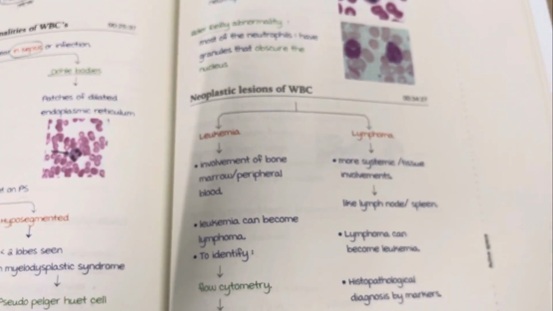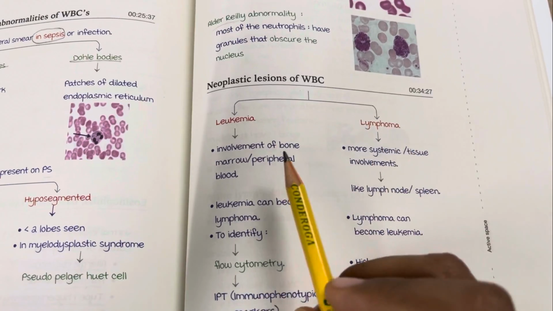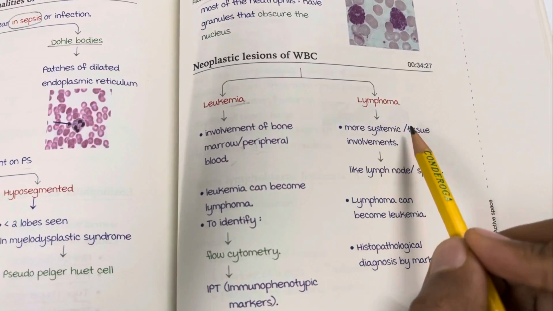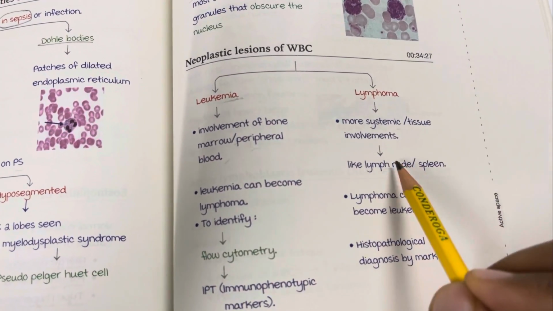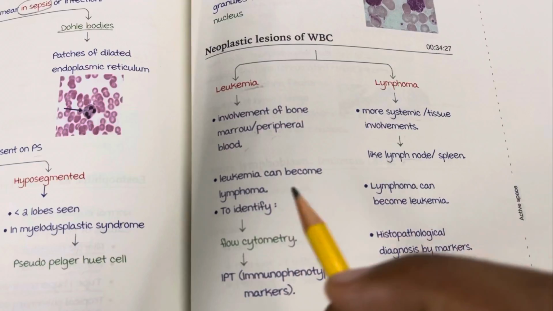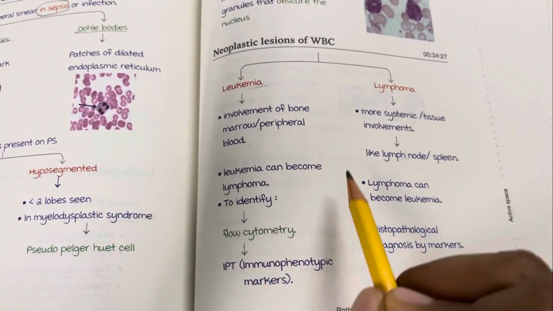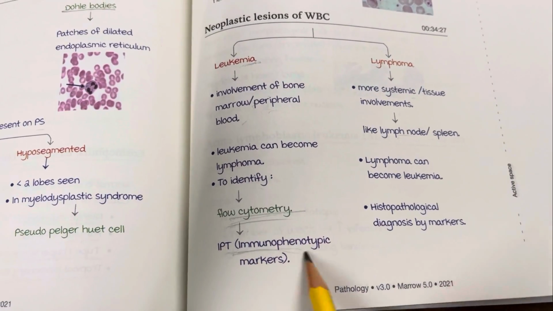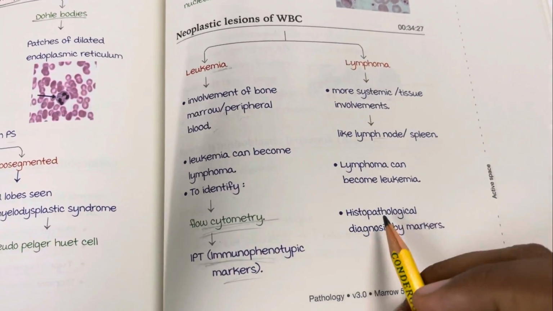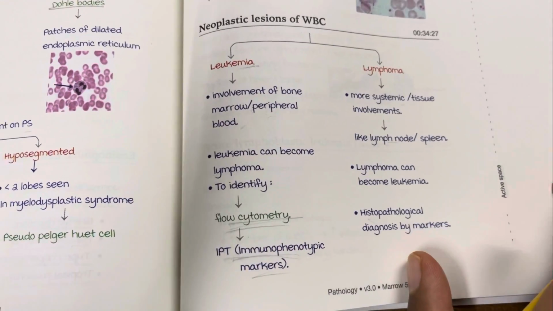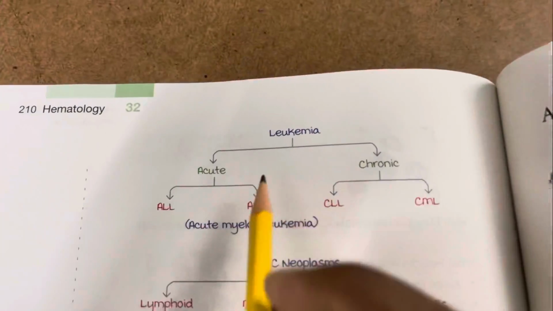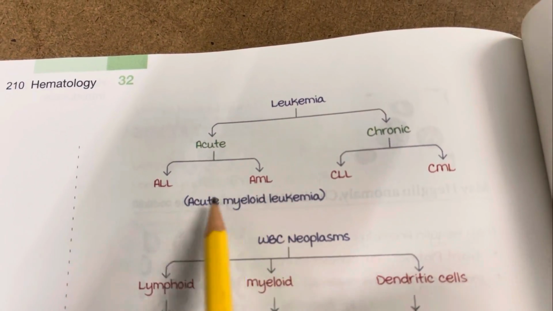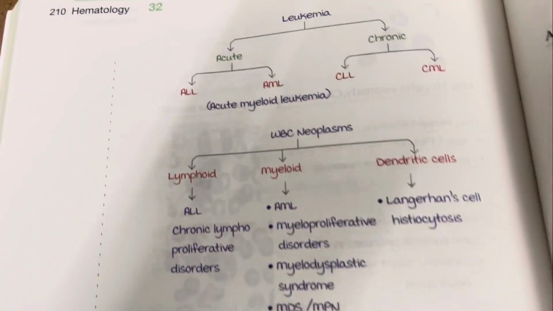Moving on to neoplastic lesions of WBC, you either have leukemia or lymphoma. Leukemia is in the blood, so peripheral blood and bone marrow are involved, and lymphoma is more systemic or tissue involvement, so the lymph nodes and spleen are involved. So leukemia can become lymphoma, lymphoma can become leukemia. To identify leukemia, you do flow cytometry and use immunophenotypic markers, whereas to identify lymphoma, you use histopathological diagnosis by markers. Leukemia can be divided into acute and chronic: in acute you have ALL and AML, acute myeloid and acute lymphoid, and CLL and CML, and similarly in chronic.